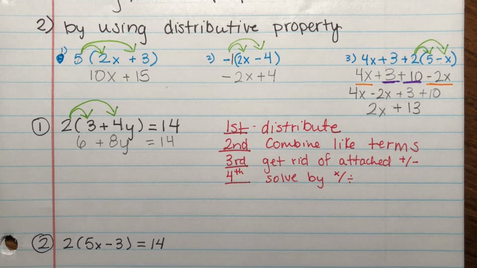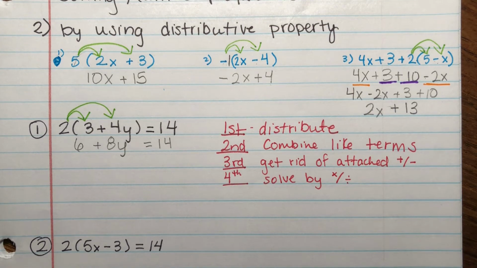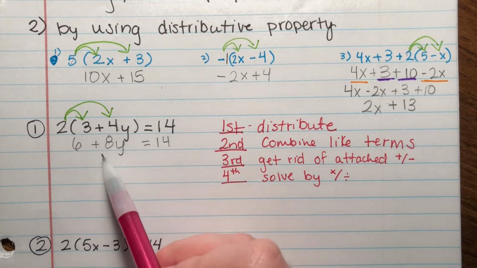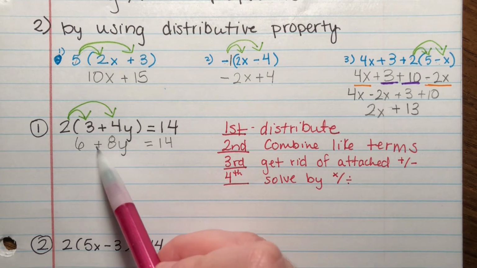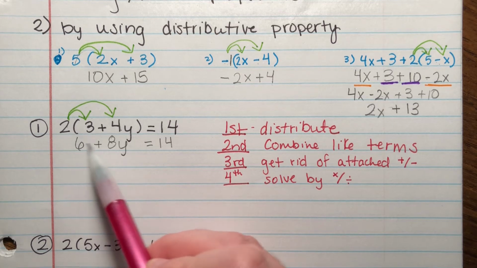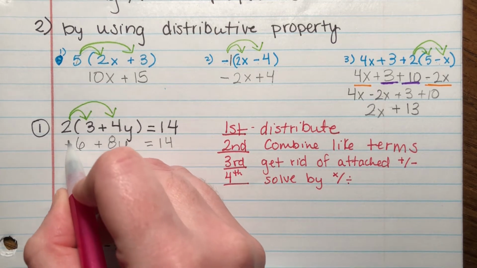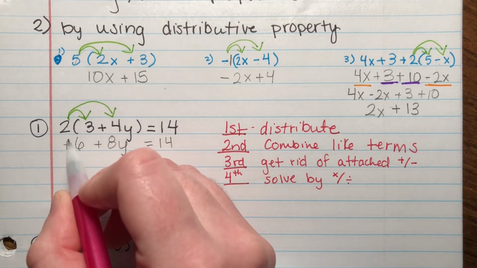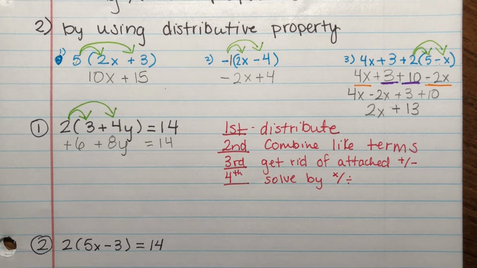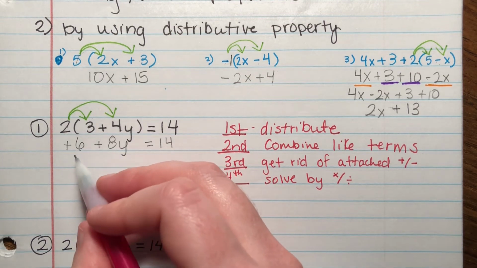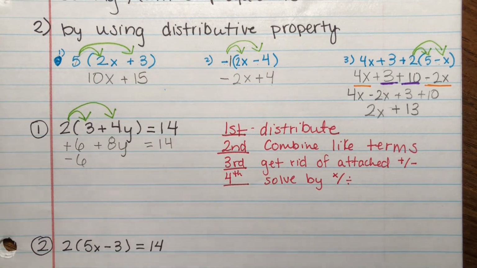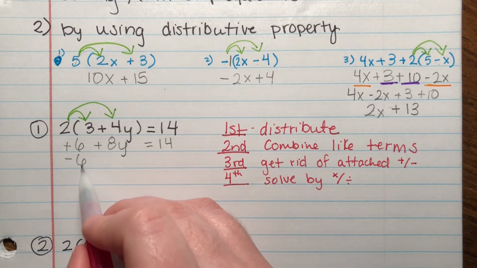So what I'm going to have to do is move on to step 3. So I'm going to get rid of anything attached by addition or subtraction, because they're easier to get rid of first, right? So I have this plus sign here, so this 6 is attached by addition. All right, and this is a positive 6, right? Even though there's no sign in front of it, I can assume that it's positive. So what is the opposite of addition? That's subtraction. So I'm going to subtract 6 on this side.